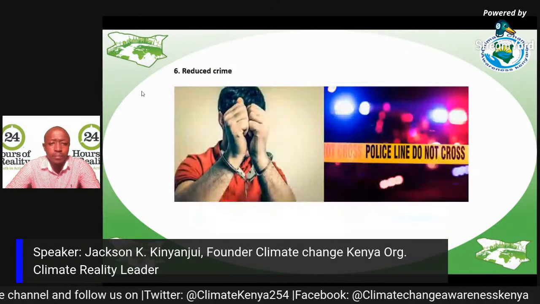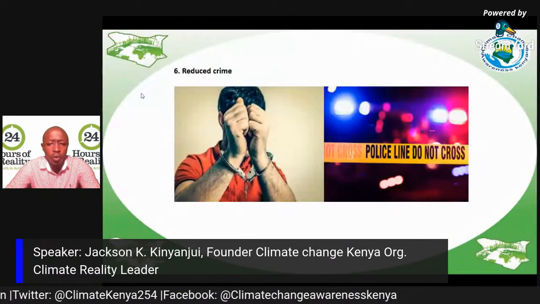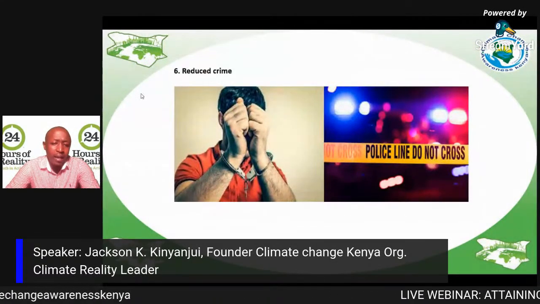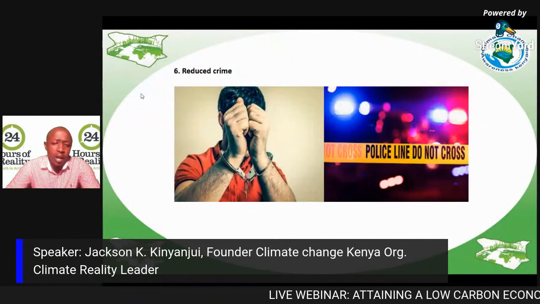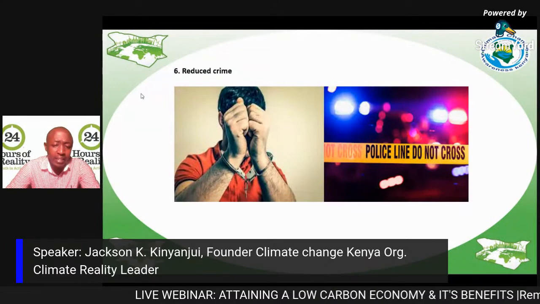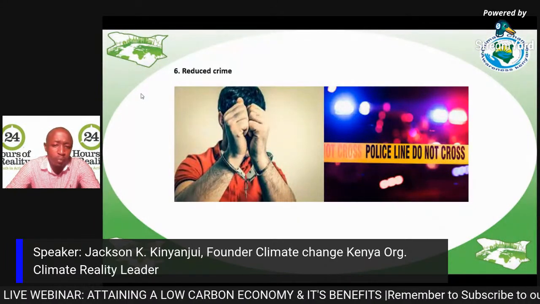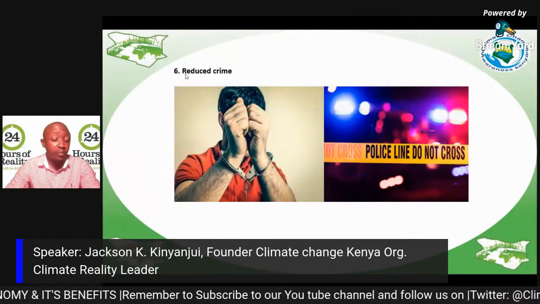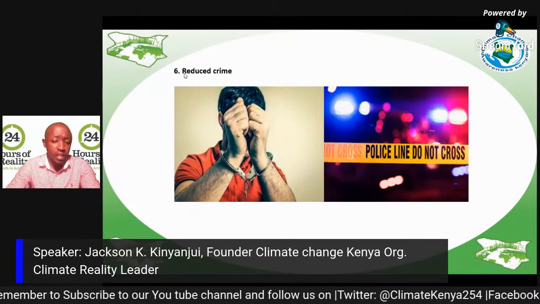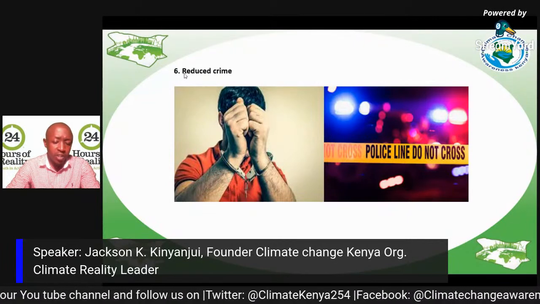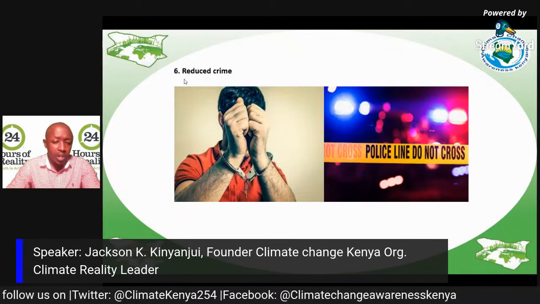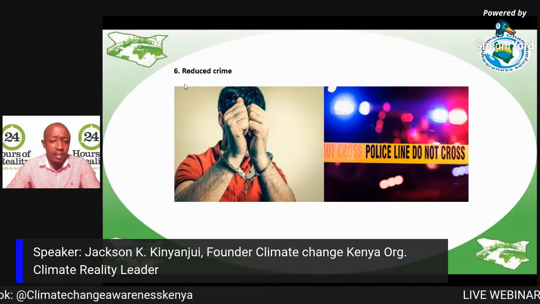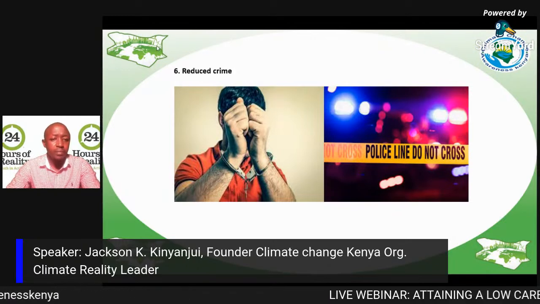Reduced crime. How does crime go hand in hand with embracing the green economy? Once you embrace the green economy and green spaces, it means that you'll have created spaces good for lighting, spaces that are free for people to roam around as opposed to dark cornered areas. So yes, crime will have been reduced as a result of creating a conducive space within our residential areas with trees and lighting channels.